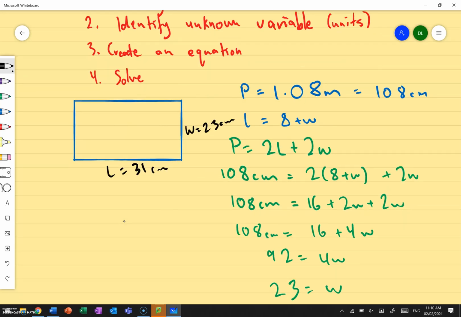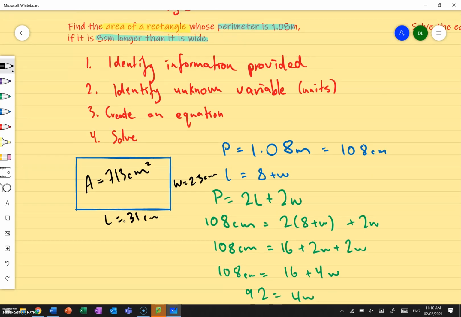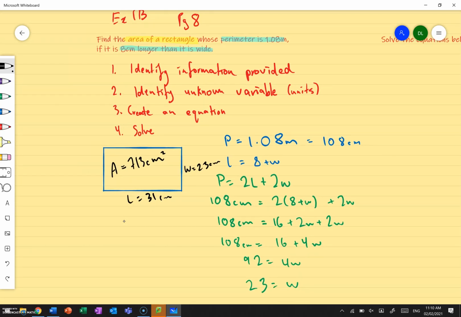And then I find the area by multiplying them, because area is L times W, not perimeter. And I end up with 23 times 31, and I get 713 centimeters squared. Obviously, you're not expected to do that off the top of your head, but that is the path that we followed. Do I have any questions on that one? Does this just seem like a little bit of an extension of what you guys did last year, or does it seem very different?